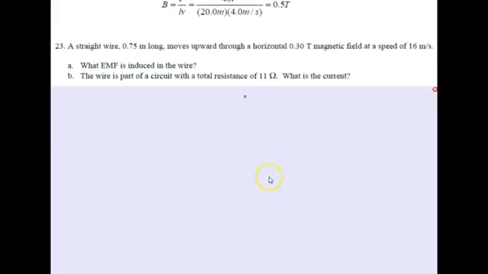We also want to know, the wire is part of a circuit with a total resistance of 11 ohms. What's the current in it? So the EMF, epsilon, equals BLV. 0.3 times 0.75 times 16 gives 3.6 volts of electromotive force. For the second part, B, we just apply Ohm's law. Current would be voltage over resistance. We got an induced voltage of 3.6 volts, a resistance of 11 ohms. Divide 3.6 by 11 and you get 0.33 amps.